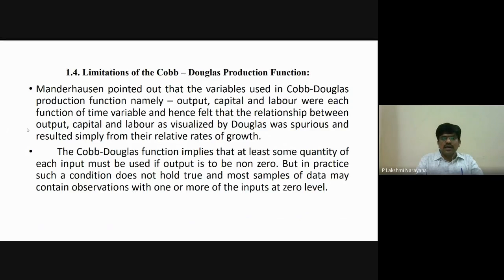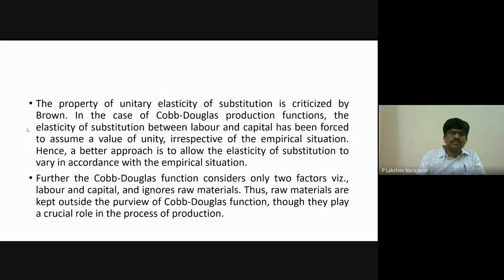And another one is the Cobb-Douglas function implies that at least some quantity of each input must be used if output is to be non-zero, but in practice such a condition does not hold true, and most samples of data may contain observations with one or more of the inputs at the zero level. This is another limitation.